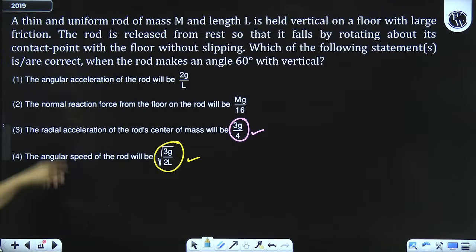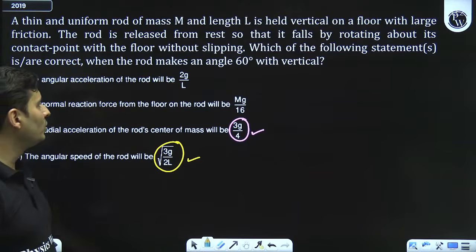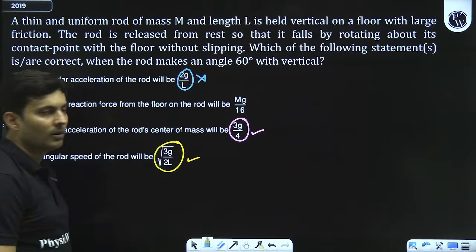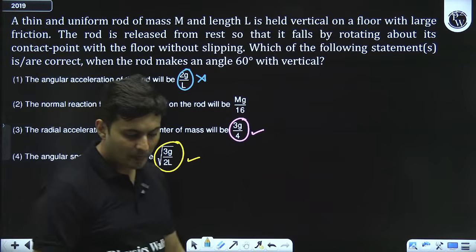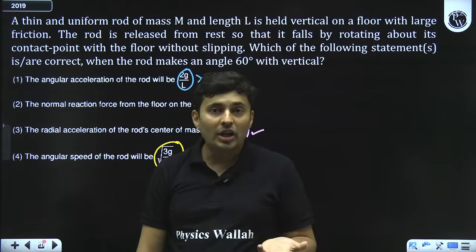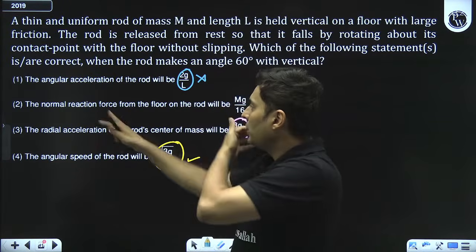Do we have that? Angular acceleration of the rod will be 2G by L. Wrong. This is absolutely wrong, guys. So first option is gone. Everyone? Yeah? Okay. Now, if at all any other option might be correct, it could be the second option.